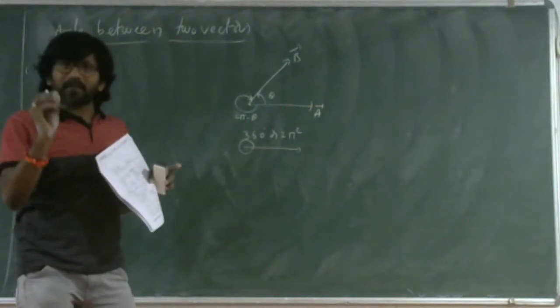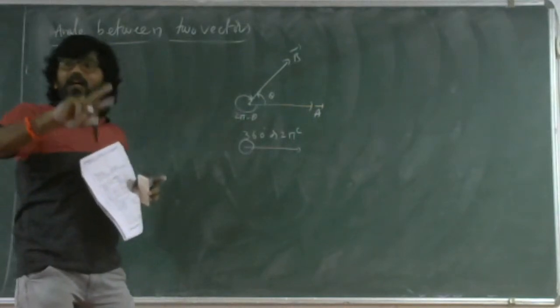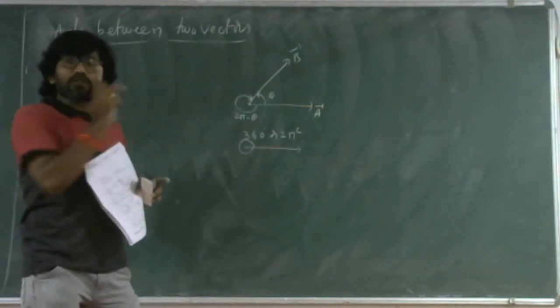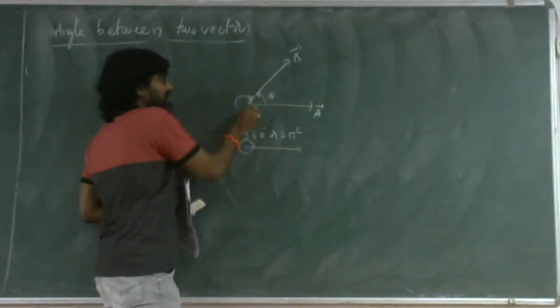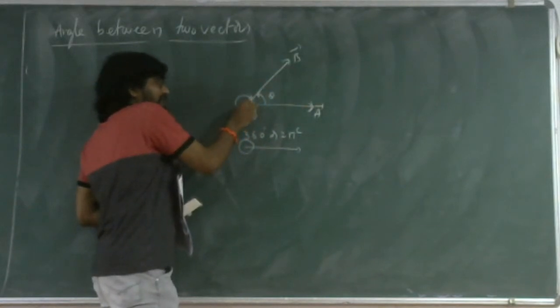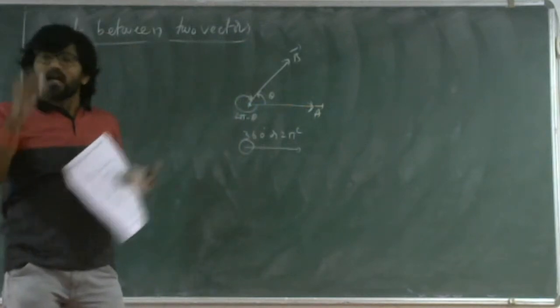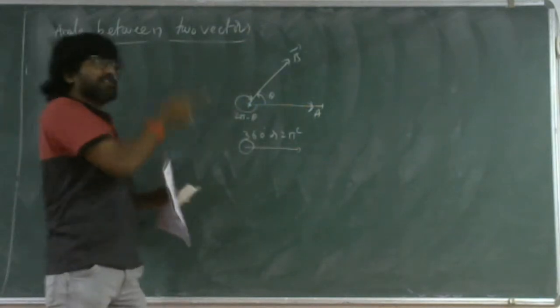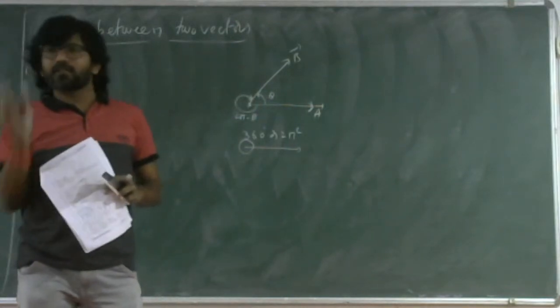So usually you have to remember that the angle between two vectors means the smaller of the two angles between the two vectors when they are arranged tail to tail. This is tail, this is head, this is tail, this is head for this vector. When they are arranged with the tails of both placed at the same point, under that condition, if you measure the angles, the smaller of the two angles will be called the angle between vectors. Is that point clear?